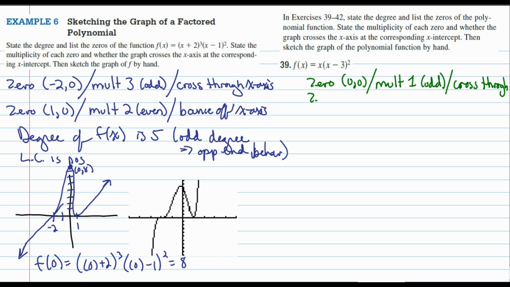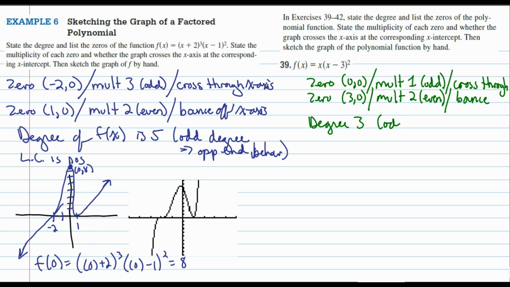Next, I have a 0 at 3, 0. That has a multiplicity of 2. That's even. So that will bounce off the x-axis. My total degree here of this polynomial is 3. I have 2 zeros at x equals 3 and 1 0 at x equals 0, so the total degree after I multiply all that out would be 3.